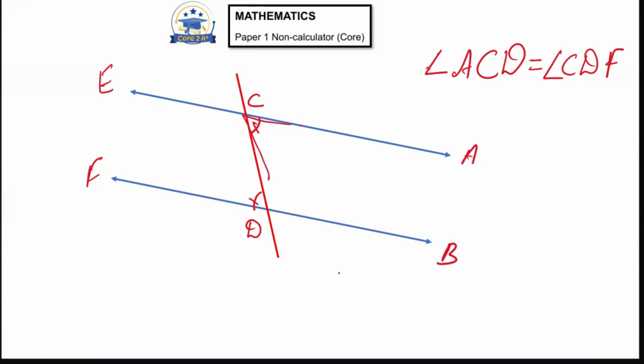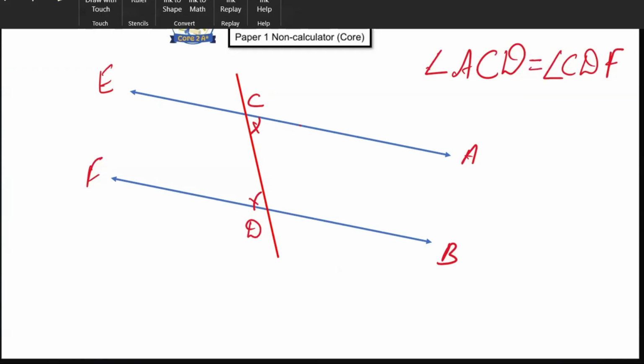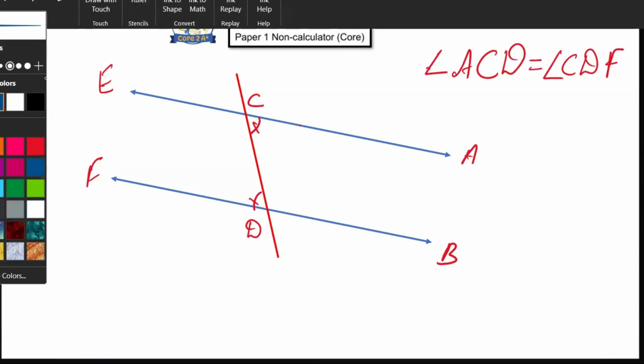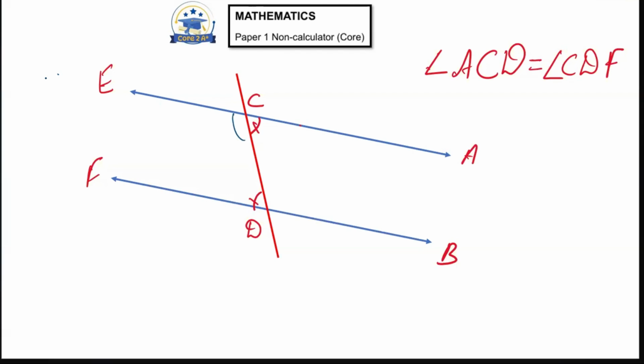Angle ACD is equal to angle CDF. This angle would be equal to that one. The upper angle is equal to the lower angle. Now, what about the other angle, the next part of the angle? Suppose this. So this would also be equal to that.